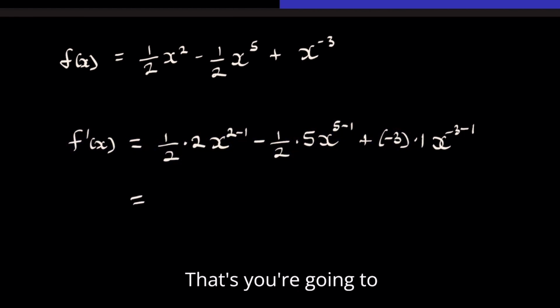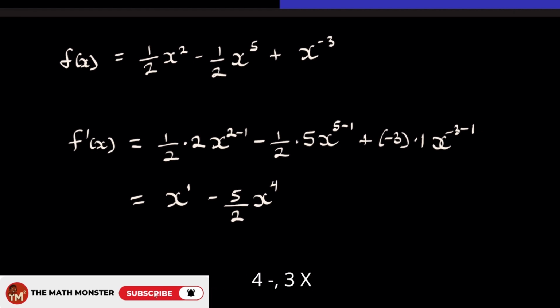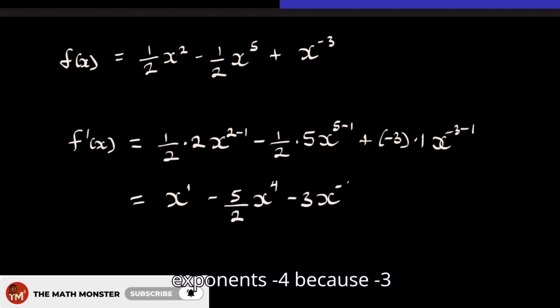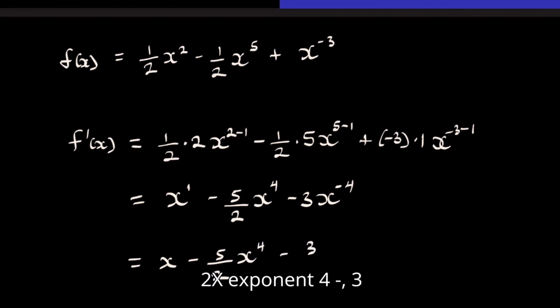Thus, we are going to have x exponent 1 minus 5 on 2, x exponent 4 minus 3x exponent minus 4, because minus 3 minus 1 is minus 4. We can simplify further to get x minus 5 on 2, x exponent 4 minus 3 on x exponent 4.